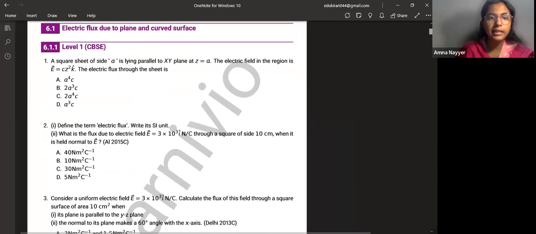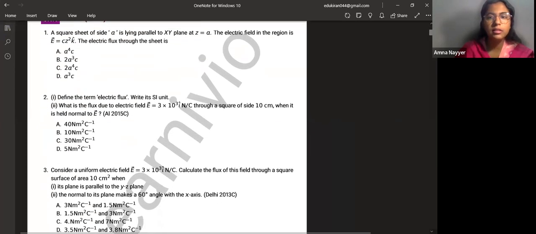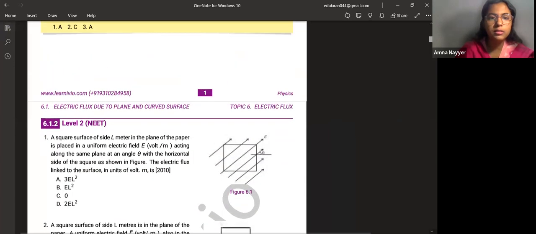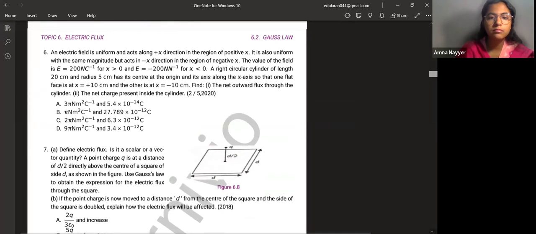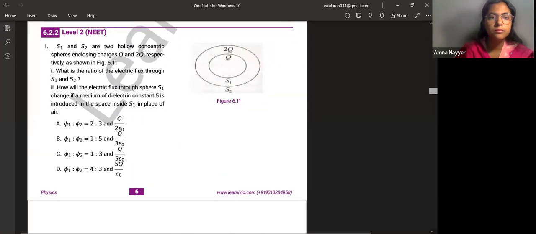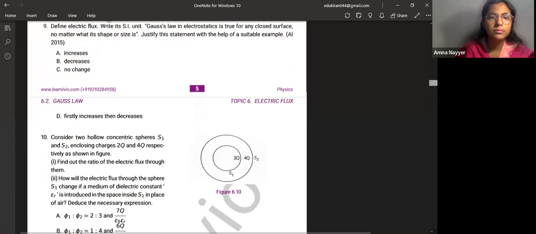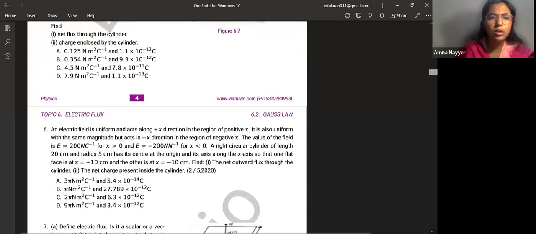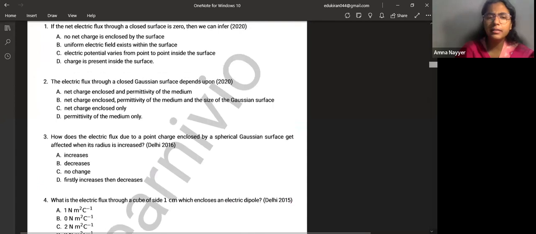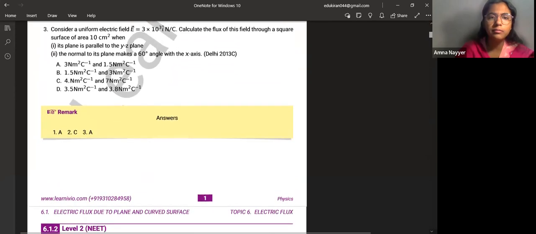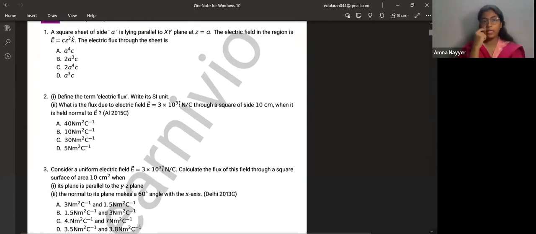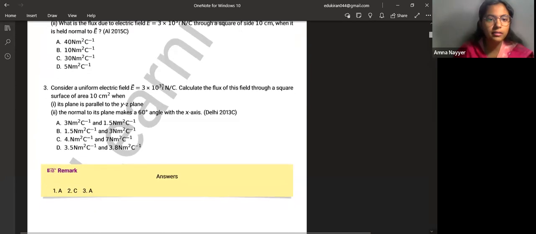Under electric flux, now you'll be able to solve this. From this topic, Gauss law also, you'll be able to do it. But okay, we'll practice some more questions of Gauss law in the next class. From electric flux, questions 1, 2, and 3. These three questions. All right. From electric flux, level 1, CBSE, these three questions. Questions 1, 2, and 3. All right.